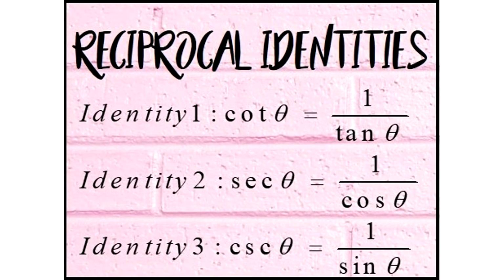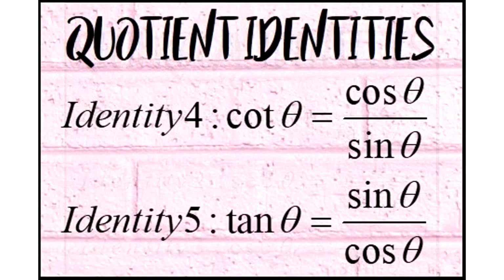Reciprocal identities. Identity number 1. Cotangent theta is equal to 1 over tangent theta. Identity number 2. Secant theta is equal to 1 over cosine theta. Identity number 3. Cosecant theta is equal to 1 over sine theta. Quotient identities. Identity number 4. Cotangent theta is equal to cosine theta over sine theta. Identity number 5. Tangent theta is equal to sine theta over cosine theta.